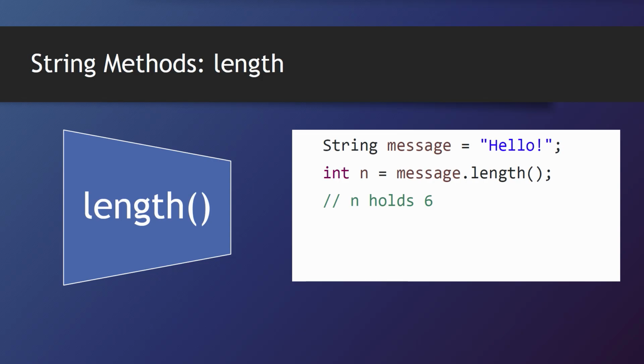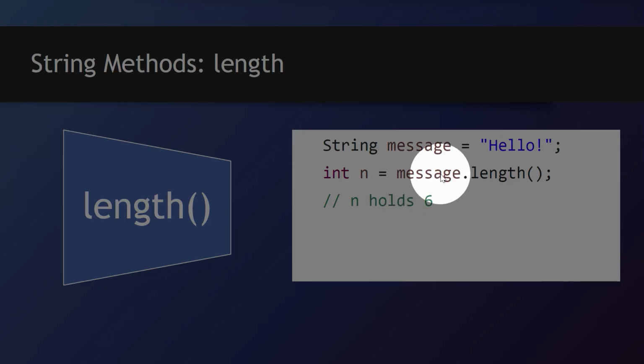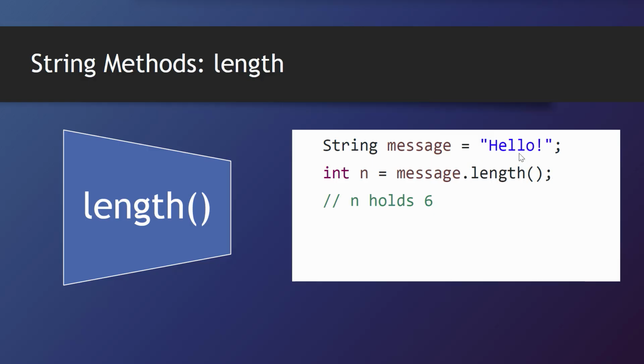The length method tells you how many characters are in a string. In this example, the string variable message is what is called the invoking object. Invoking the length method on this object returns 6 because there are 1, 2, 3, 4, 5, 6 characters in the string.